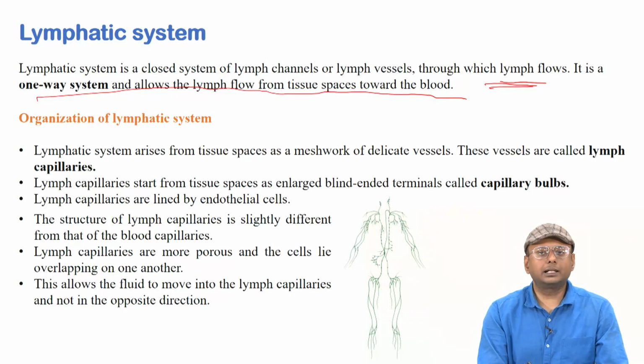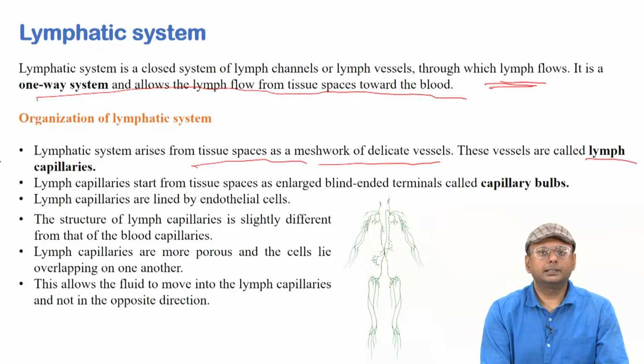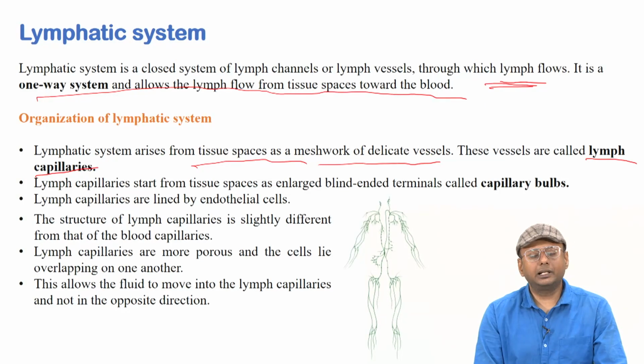Okay. So, what is the organization of the lymphatic system? The lymphatic system arises from the tissue space as a meshwork of delicate vessels, and these vessels are called lymph capillaries. And lymph capillaries start from the interstitial spaces of the tissue as enlarged, blind-ended terminals called capillary bulbs.